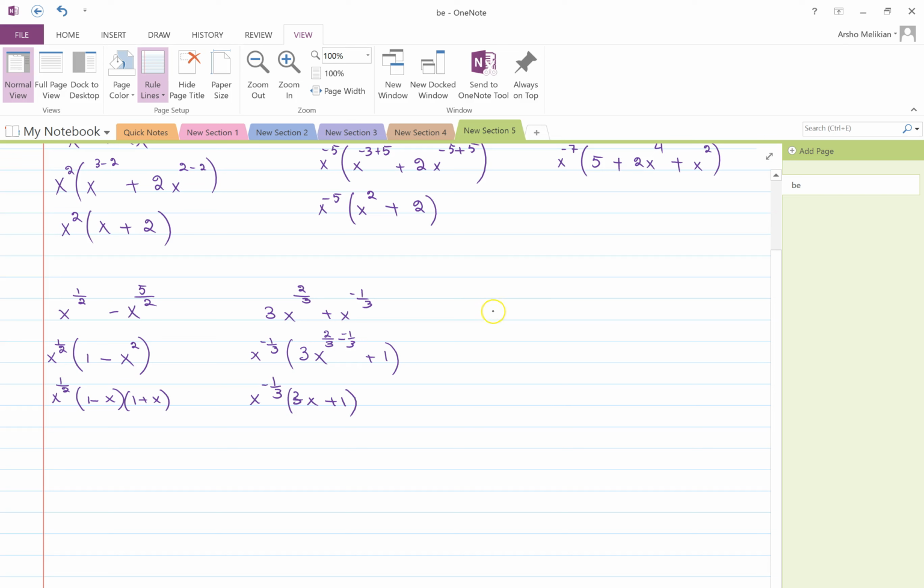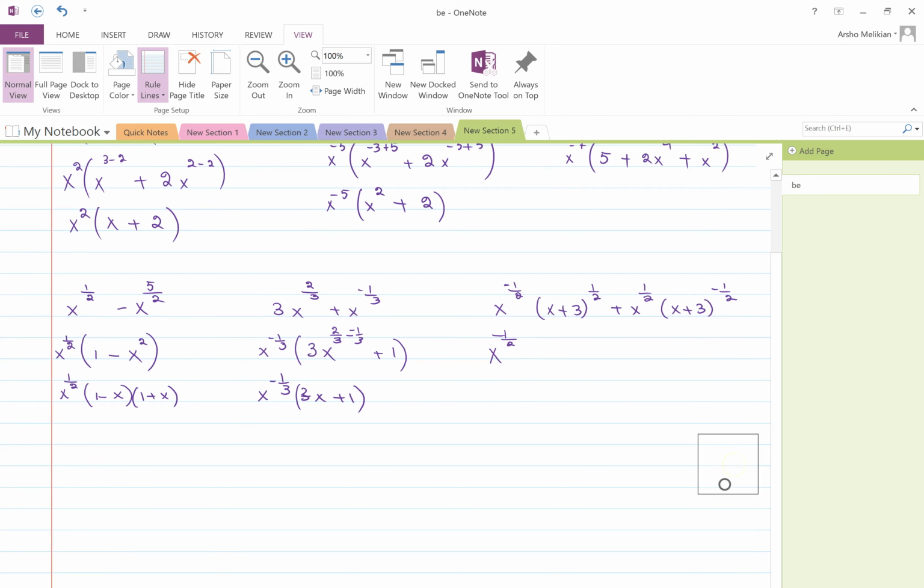All right, look at this one. x to the negative 1/2, x plus 3 to the 1/2, plus x to the 1/2, x plus 3 to the negative 1/2. All right, so what are we going to take out? So first we take out x to the negative 1/2, and what else? Okay, hang on. What else are we factoring out? We can also factor out an x plus 3 to the negative 1/2, right?